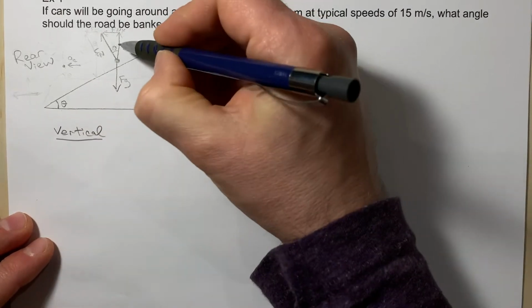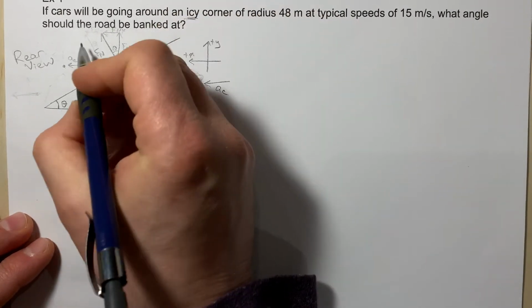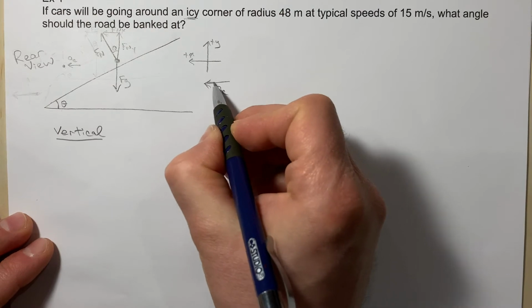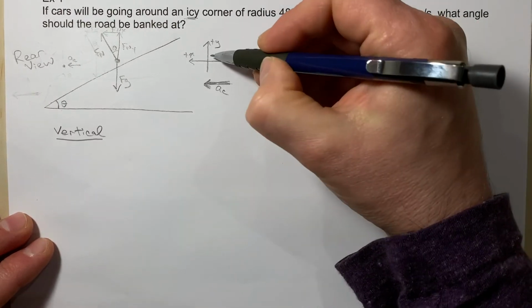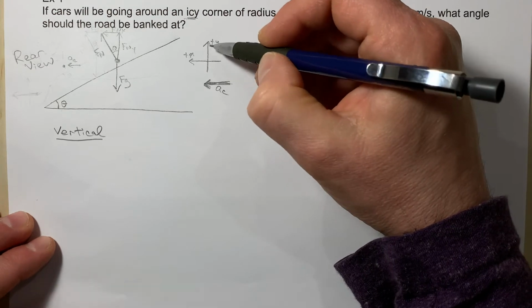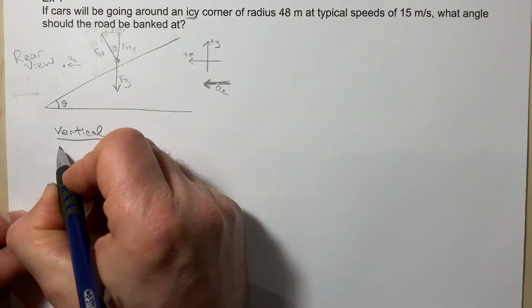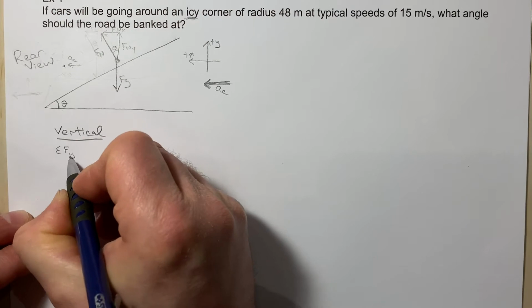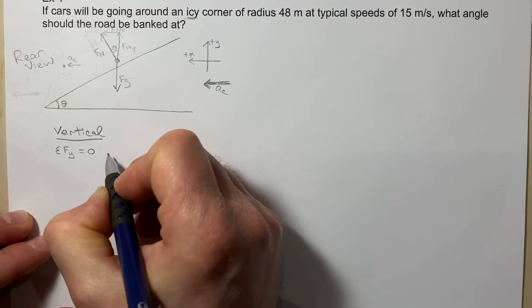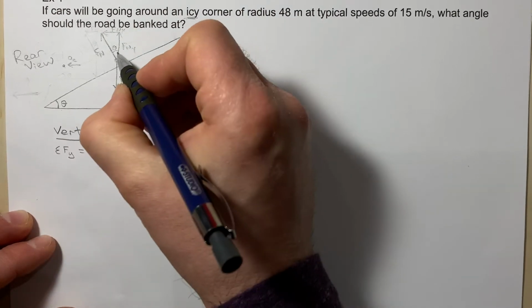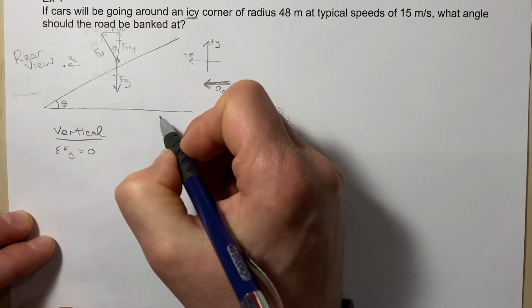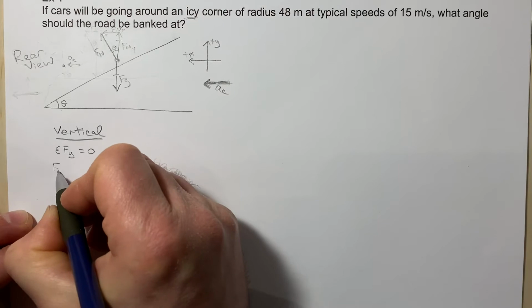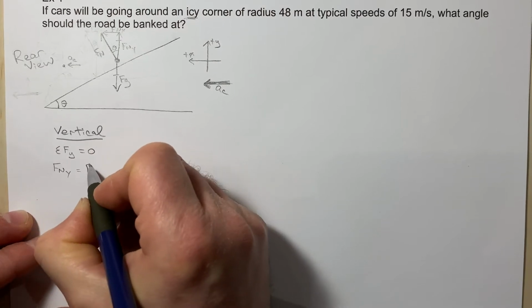Over here, if I'm looking in the vertical direction, remember we said the centripetal acceleration is towards the center of the circle. There is no acceleration in the y direction. So we could start off and say the sum of forces in the y direction is equal to 0. If that's true, what that means is this upwards force here has to equal this downwards force right there. So we know Fny is equal to Fg.